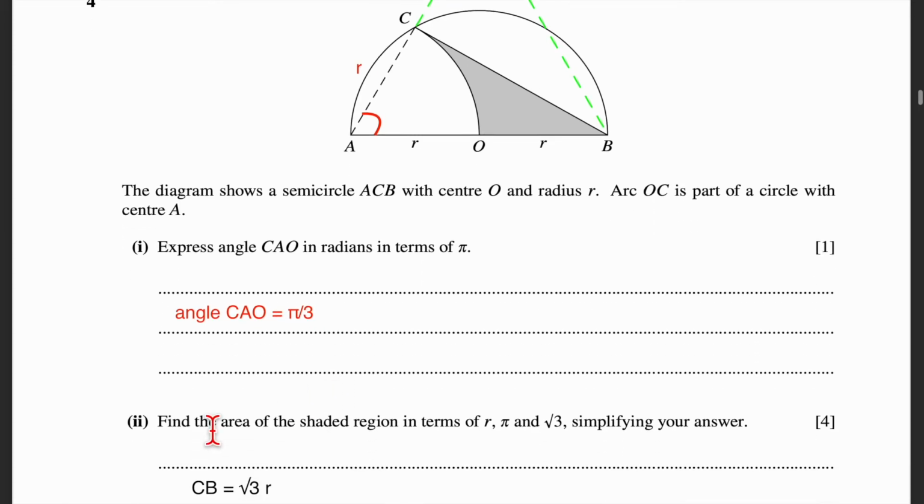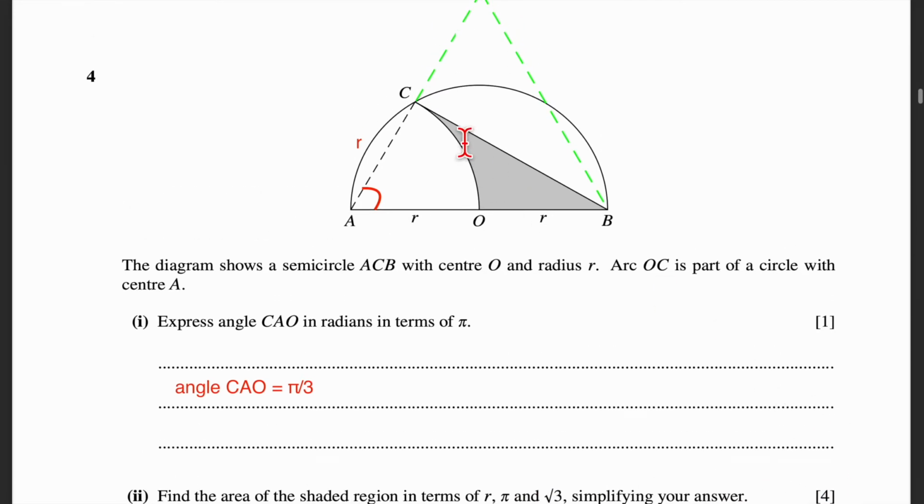Okay, part II, it says find the area of the shaded region in terms of r, pi, and the square root of 3, simplifying your answer. And this is with 4 marks. So I need to find out the area of the shaded region, and the way I'm going to do it is I'm going to work out the area of this triangle, and then take away the area of this little sector, this little piece of pizza. So to work out the area of this triangle, remember that's a right angle, I can have R being my base, and CB would be my height, and then I could just go half times base times height.